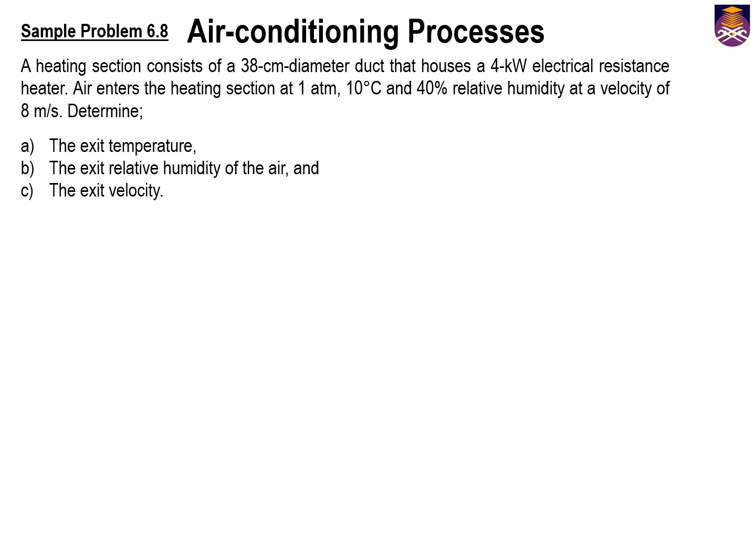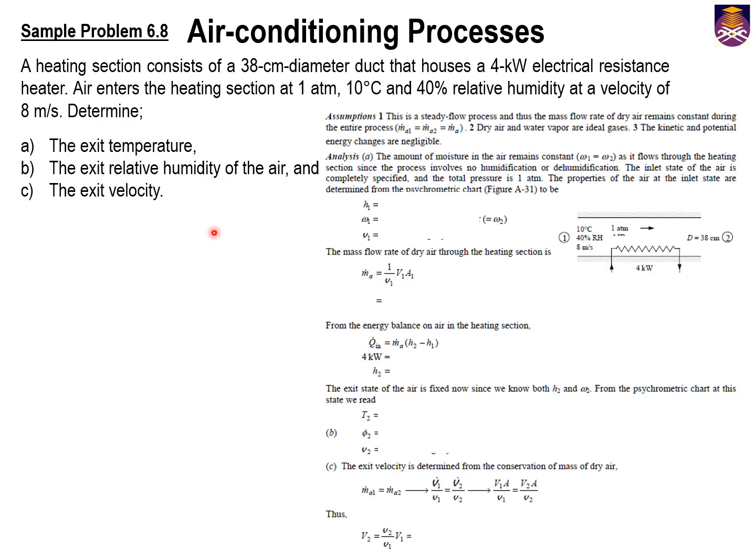Right. So now we can look at sample problem 6.8. Here we have a heating section consisting of a 38 cm diameter duct that houses a 4 kilowatt electrical resistance heater. The air enters the heating section at 1 atm, again 1 atm, you can use the psychrometric chart, 10 degrees Celsius and 40% relative humidity, at a velocity of 8 meters per second. So determine the exit temperature, the exit relative humidity of the air, and the exit velocity.